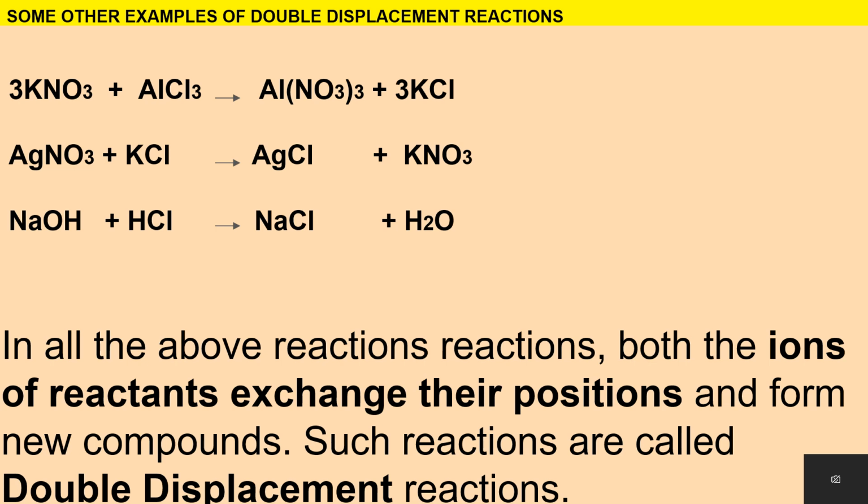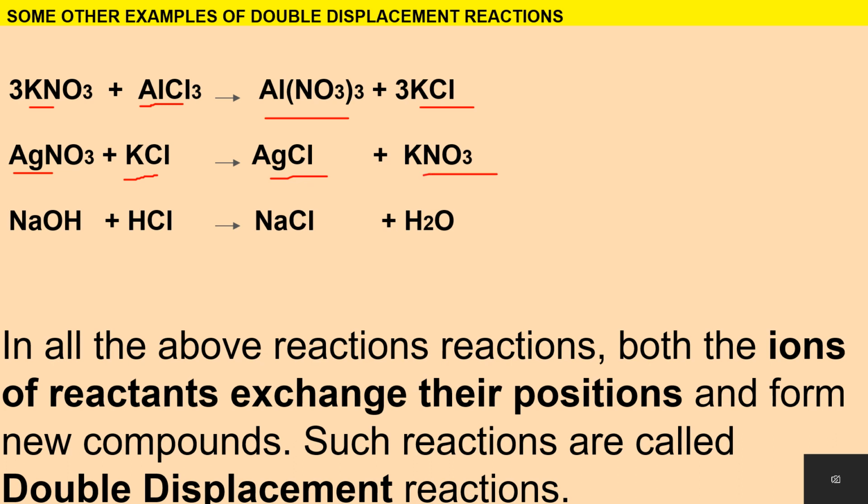Let us study some more examples of double displacement reactions. In the first reaction, potassium nitrate is reacting with aluminum chloride. After reaction, potassium takes the position of aluminium and aluminium takes the position of potassium, forming aluminum nitrate and potassium chloride. In the second reaction, silver nitrate is reacting with potassium chloride. After reaction, we see silver takes the position of potassium and potassium takes the position of silver, forming new compounds silver chloride and potassium nitrate.